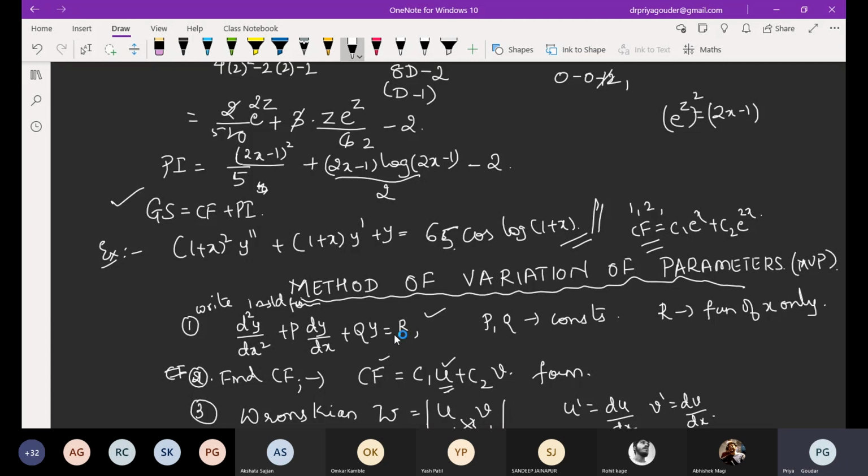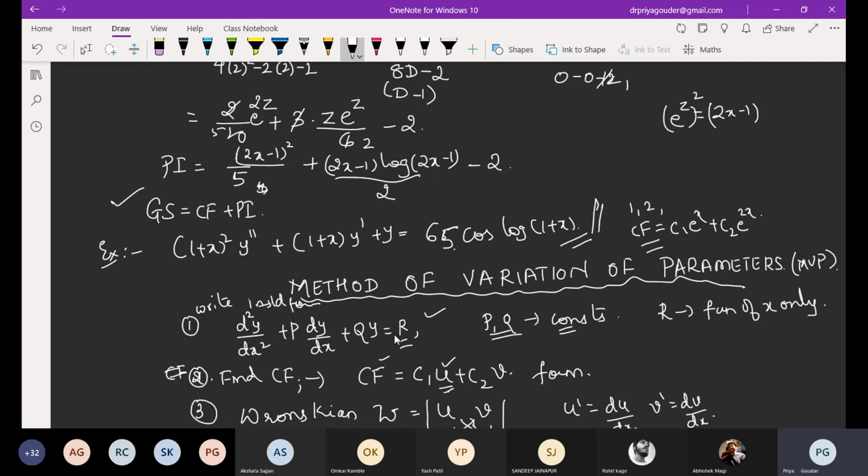For your syllabus, you need to solve only second order. They will not ask third order, fourth order by this method. Are you getting the part? Now, in this equation, P and Q are constants. And if you see this RHS part R, this should be a function of X only. This is the standard format.